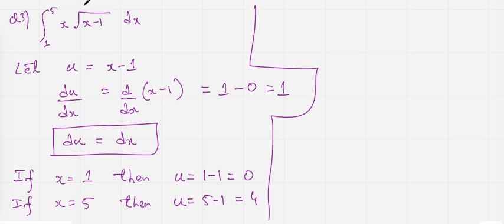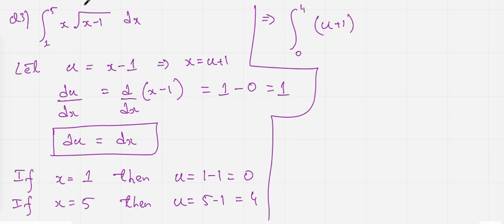So what happens is the integral is going from 0 to 4. Now you see, in place of x, you are going to write u plus 1, because here you can see that x equals u plus 1. So wherever you have x, you just write u plus 1 there. And in place of x minus 1, it's going to be under root u.